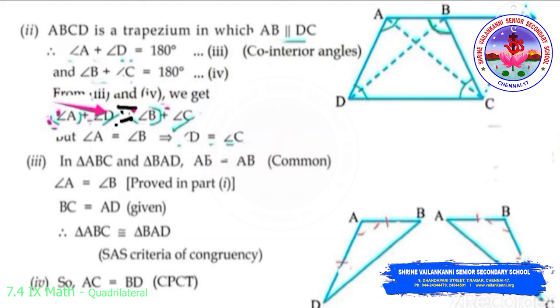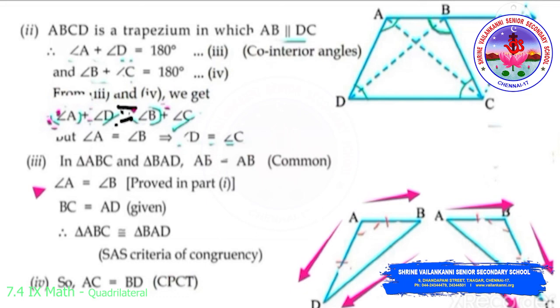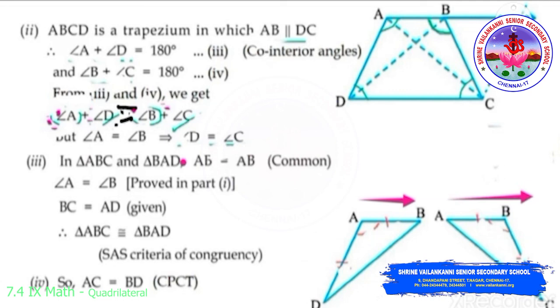Comparing equation 3 and 4, I will be getting angle A plus D is equal to angle B plus C. In the previous case, we know that angle A is equal to angle B. In place of angle B, I am substituting the value of A. Both A's get cancelled. I will be getting angle C is equal to angle D. Third subdivision, let us consider triangle ABC and triangle BAD. I want to prove that both the triangles are congruent. So we find that AB and AB are common to both the triangles, and already we proved that angle A is equal to angle B.